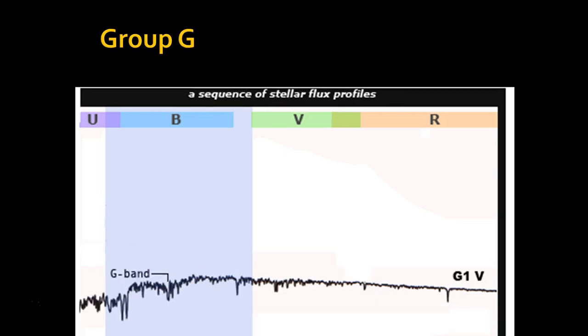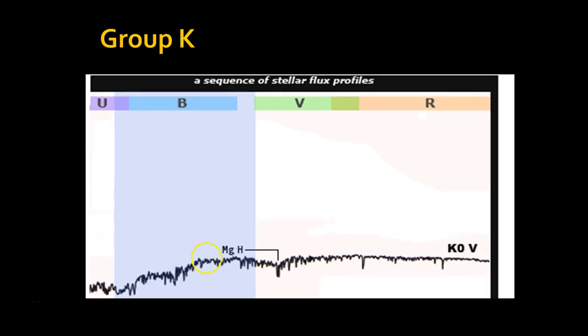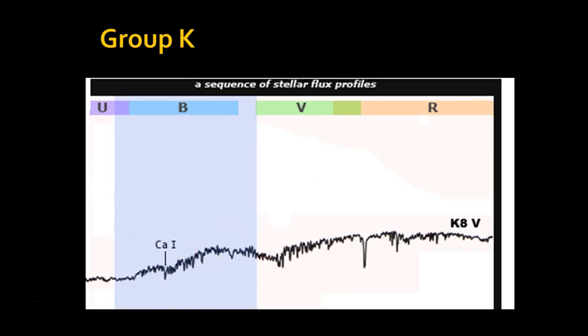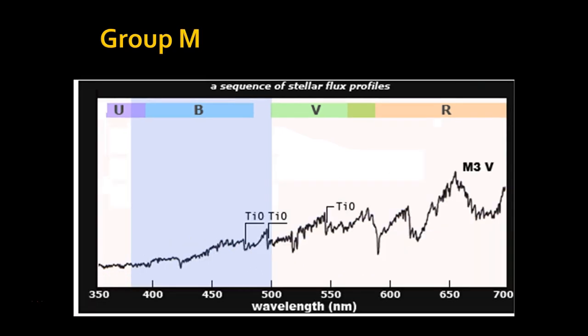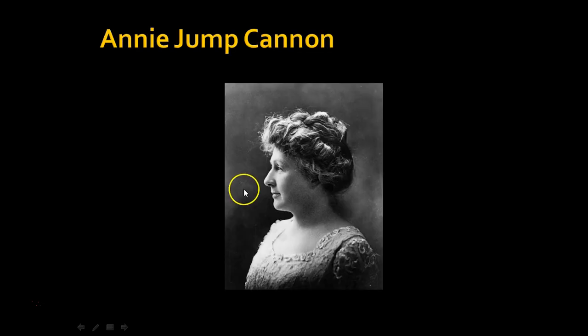So this is F, G. Again, we've got a different shape there, and K, another level of K, and M. By the time we get to M, you can see that we've got a whole lot of other substances, and all of these variations in intensity are the results of other elements and even compounds being present in the atmosphere of the star. Things changed.